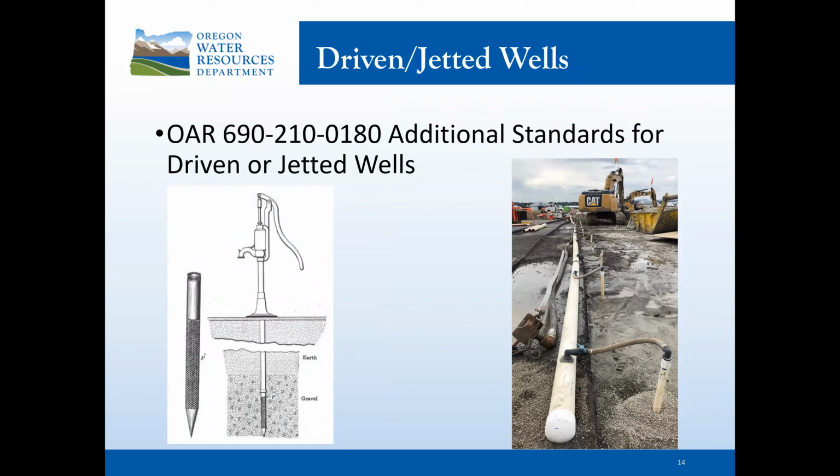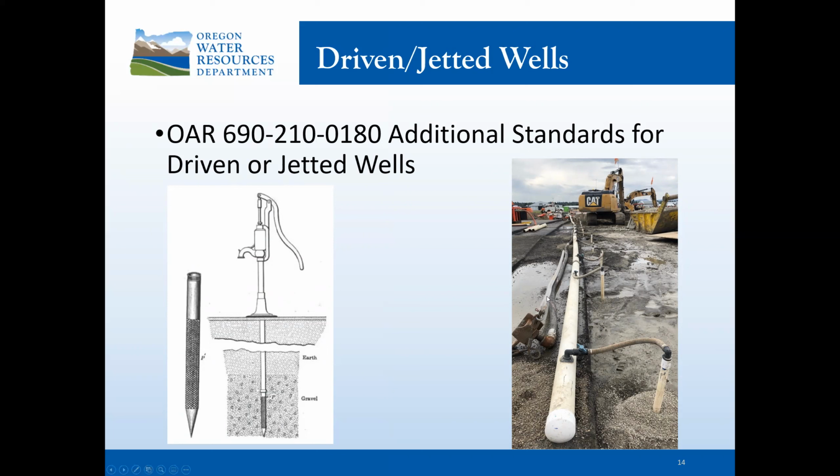An upper drill hole at least 4 inches greater in nominal diameter than the permanent casing shall extend at least 18 feet below land surface. The annular space shall be filled with grout. If temporary casing is used in construction, it must be removed during grout placement.